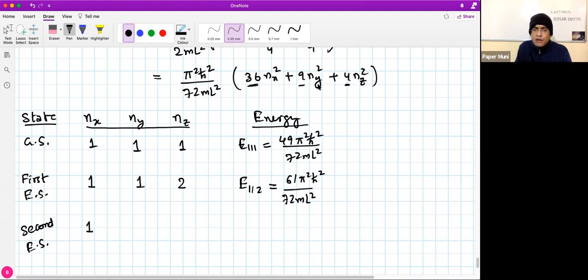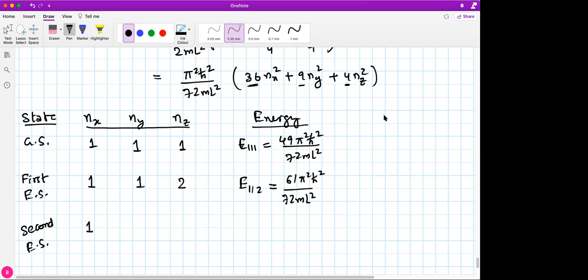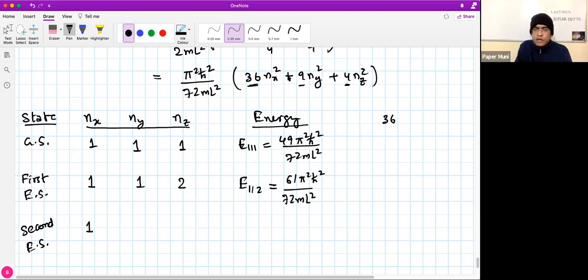Now, is it ny or is it nz? What will give us the next minimum? So if I change ny, what will happen here? If I change ny to 2, we have 36 from the nx, this coefficient, 36 from here. The contribution from ny, if I change ny to 2: 9 into 4, so this is 36 again, and let's keep nz to be 1, so this will be 4. So what will we get? We'll get 76.